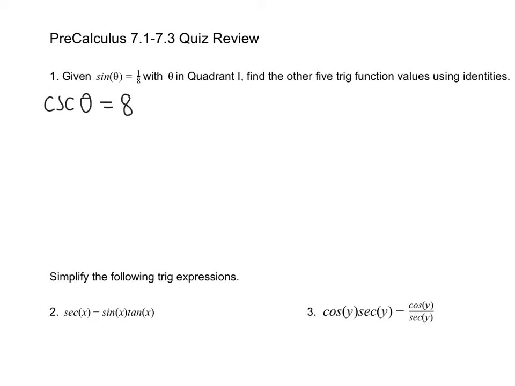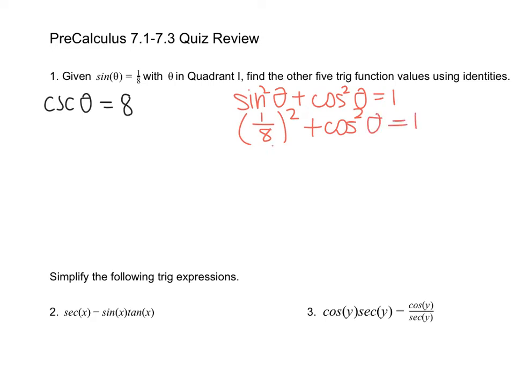Next, we want to go ahead and use the Pythagorean identity sine squared of theta plus cosine squared of theta equals 1 in order to find cosine and secant. So replacing sine of theta with our known ratio 1/8, we get 1/8 squared plus cosine squared of theta equals 1. 1/8 squared is 1/64. Subtracting 1/64, we get cosine squared of theta equals 63 over 64.